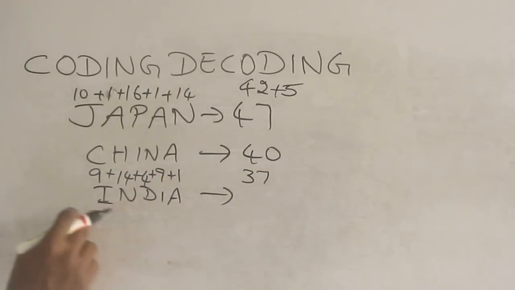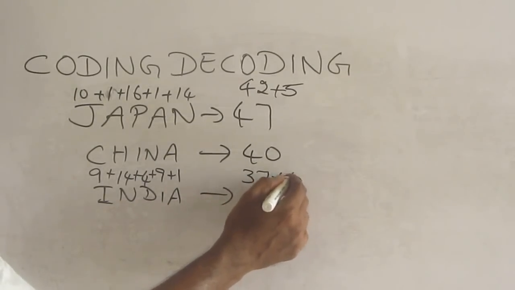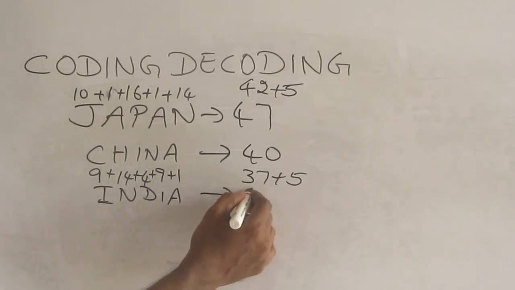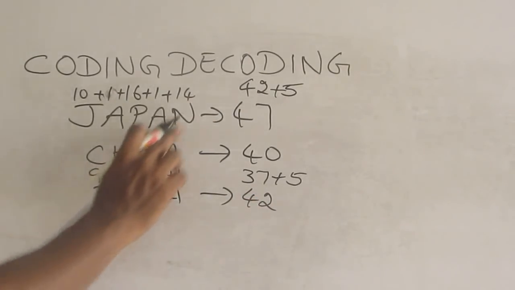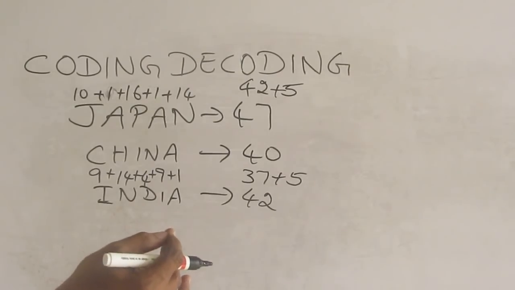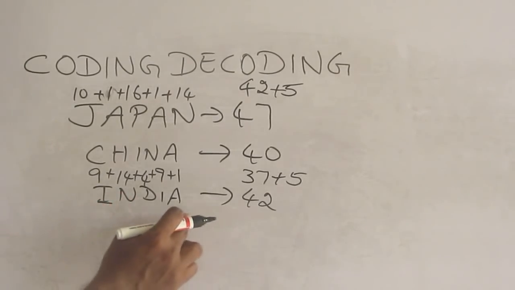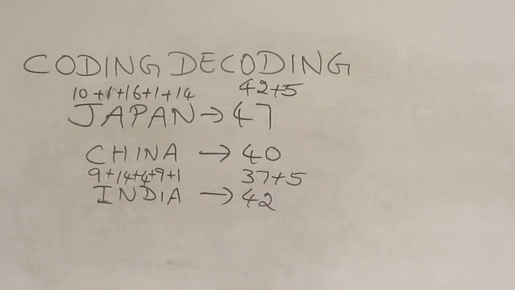But 37 is not the answer. How many letters are there in the word India? 5. So 37 plus 5 is 42. Sometimes if they give a word like England, just count the total place value of E, N, G, L, A, N, D, and count the letters in the word England and add it up. So this is the basic thing you can understand in coding decoding.